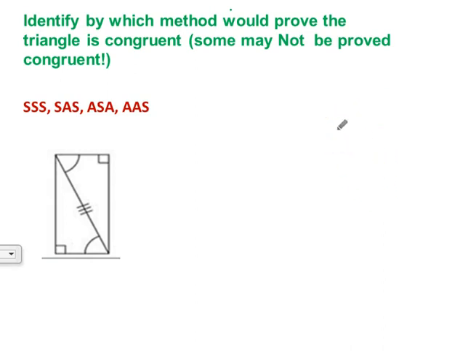Here's another one for you guys to try. So do we have enough information here, and can we use one of our methods that we've learned about, one of our postulates, to prove that these two triangles are congruent, and if so, which postulate can we use?